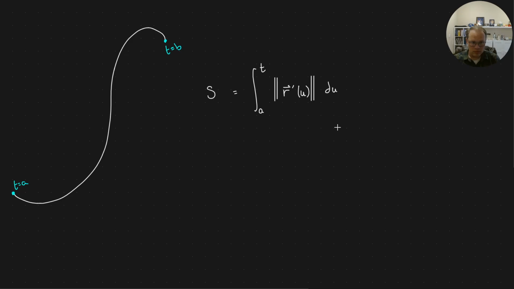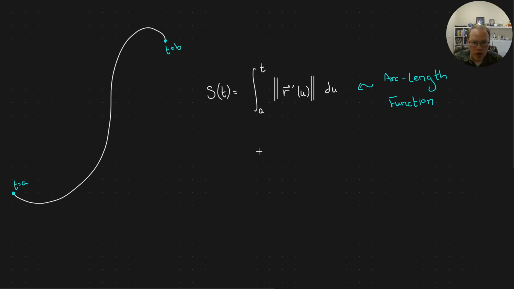Now, for different values of t, this is going to give me a different arc length, right? Starting from t equals a and then going to whatever t that I choose. So maybe I choose the t that gets me that far, and it'll give me the arc length of that portion of the curve. This is now a function of t. It's not just a single arc length, but it's an arc length function. For different values of t, it will tell me the arc length from a to t. Arc length function. Okay?